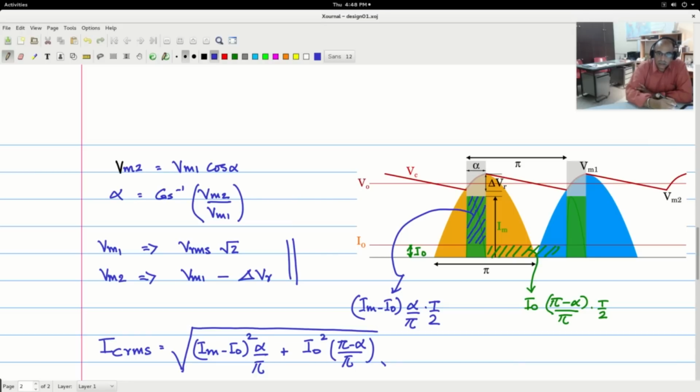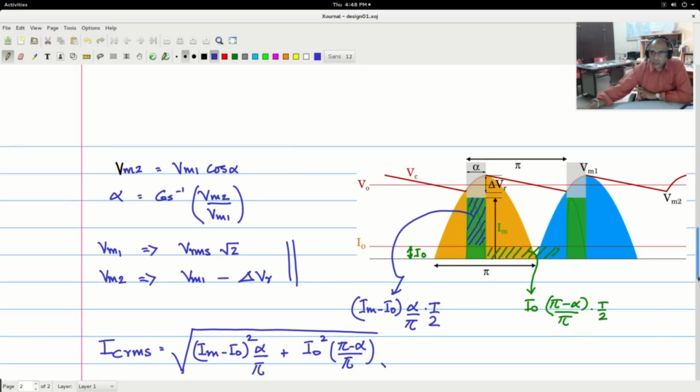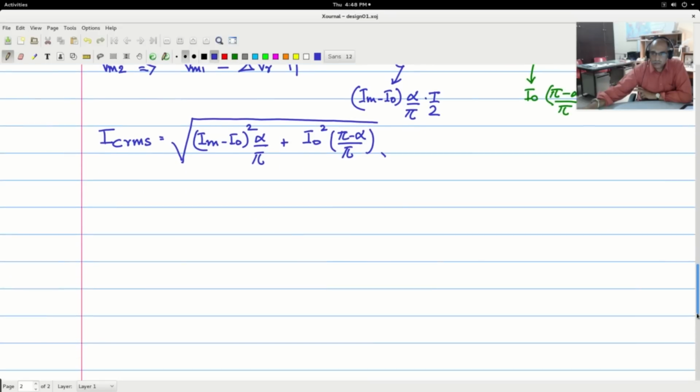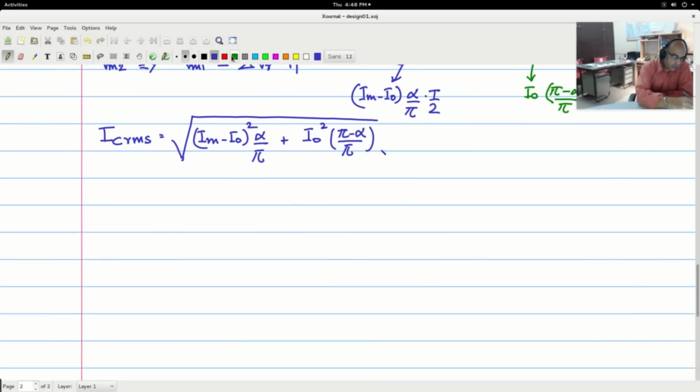This RMS current squared into the ESR value of the capacitor will give you the heating effect within the capacitor. So this may be useful, especially when you want to do thermal management and thermal design. So once you know these, you will be able to specify the capacitance. So the capacitance can be specified as follows.